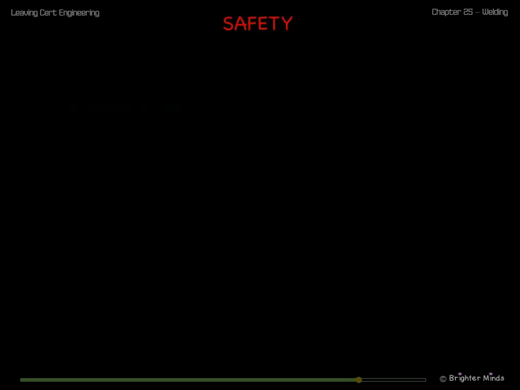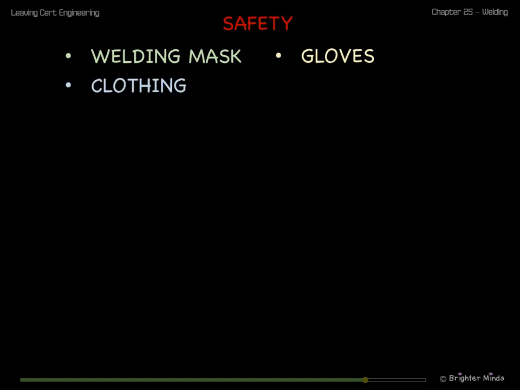Welding is extremely dangerous and many safety precautions must be taken. Always wear a welding mask to protect eyes against blinding glare and hot metal splashes. Wear welding gloves and protective clothing to protect skin. Ensure ventilation systems are in place to carry away fumes.